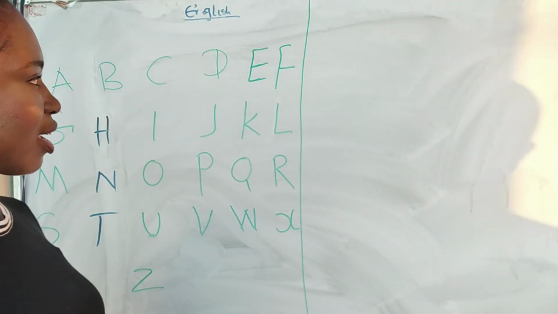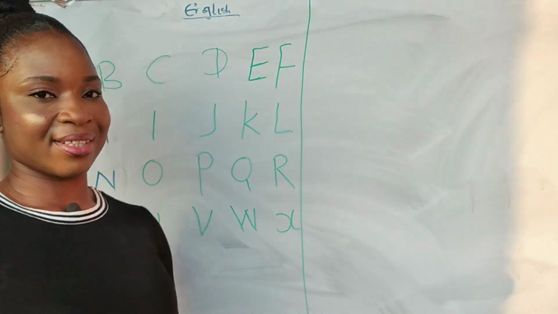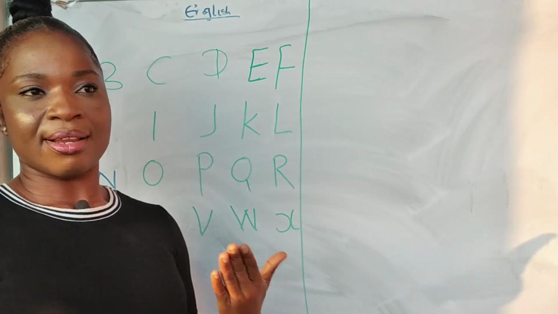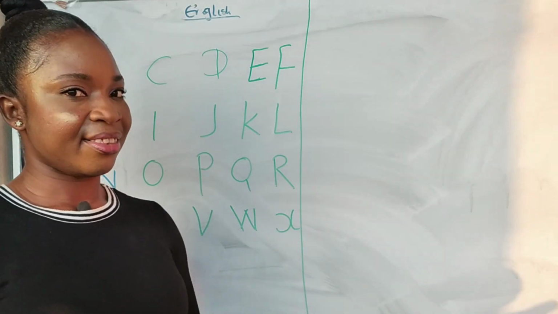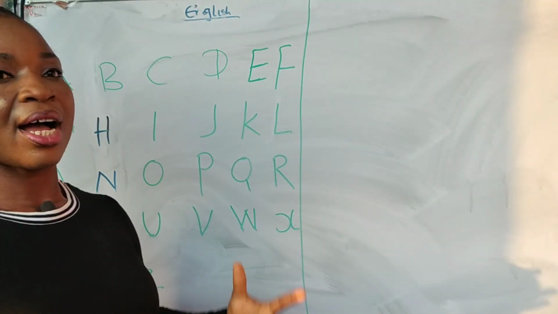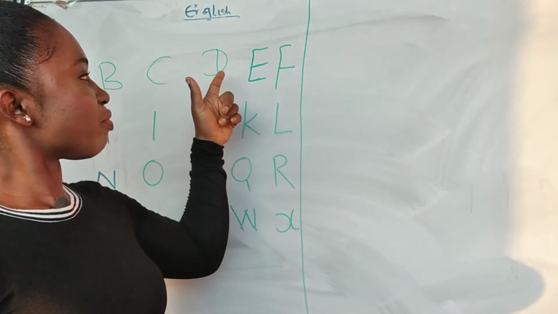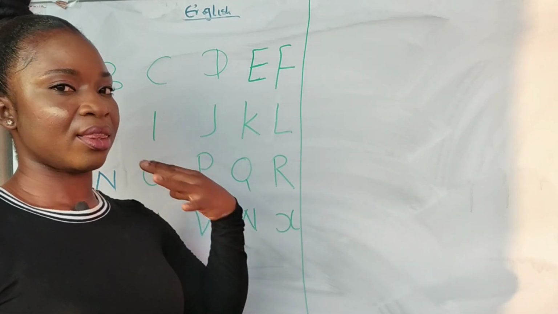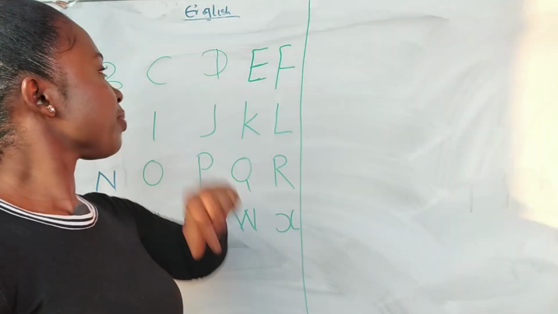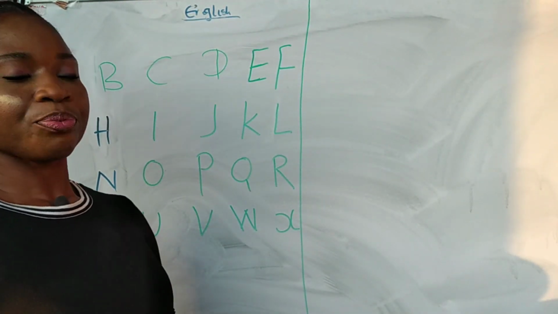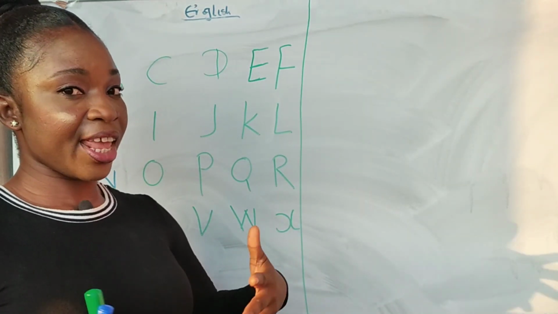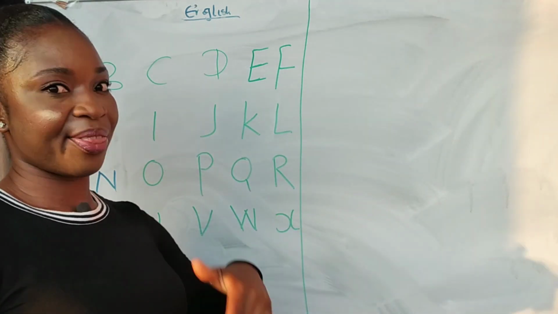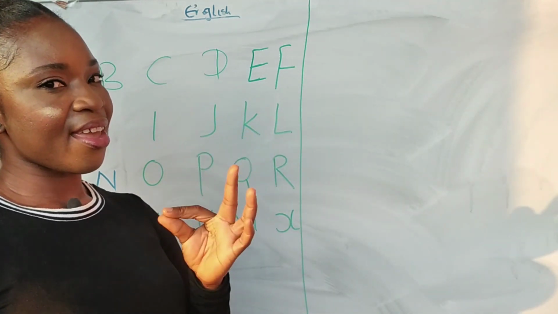Okay, to D. We can have D as D and as well as D. We can have this D in danger, door, deep, do. Okay, so let's move to E now. We have E for eagle, and we have E for elephant. The E and the E. So it's either E or E.